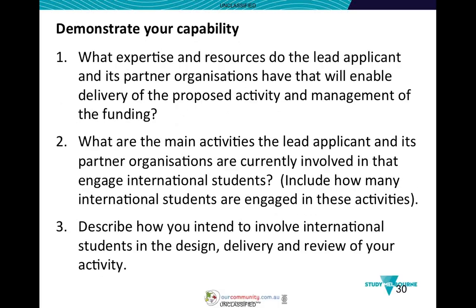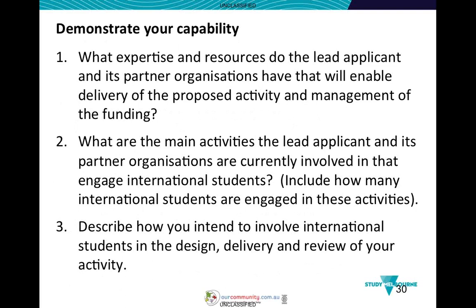The other section that you are going to need to demonstrate is your capability to deliver. So really, every element of this application is exceptionally important. The capability is about you saying, yes, I know the students, I know their needs, and we know that this solution is going to work, and we've also delivered similar activities in the past.